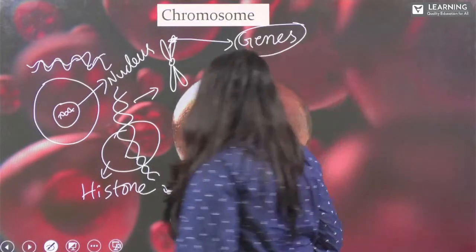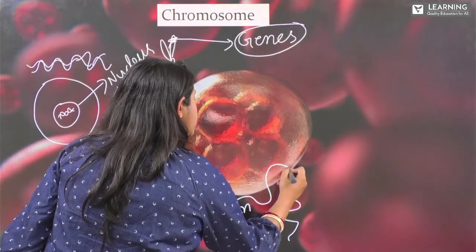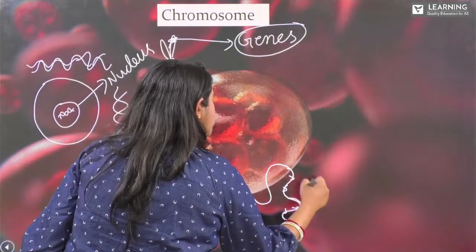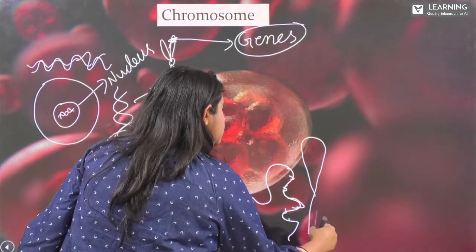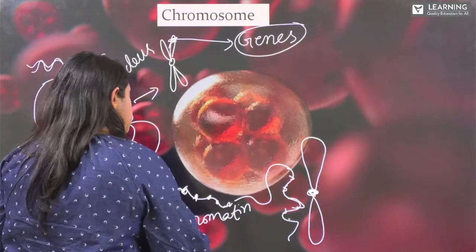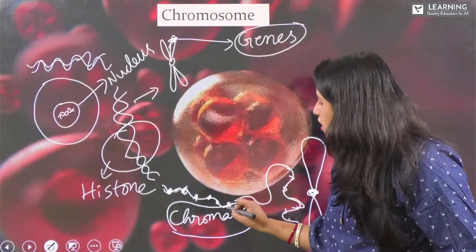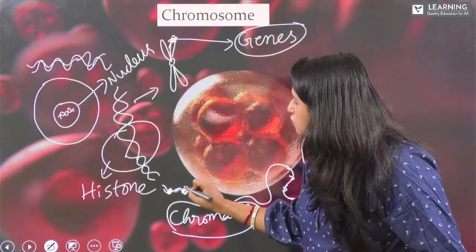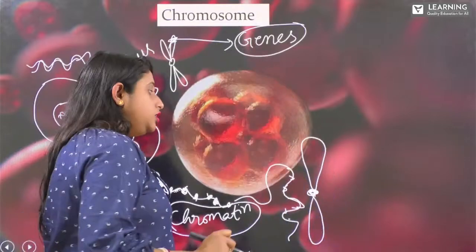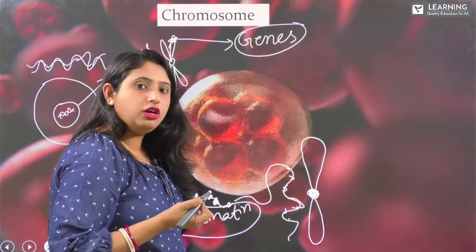Further, this chromatin will be entangled, and it will lead to the formation of a chromosome. This is how the chromosome looks. So the chromosome is formed from the bead-like structure, that is the chromatin. This is the exact structure of the chromosome.